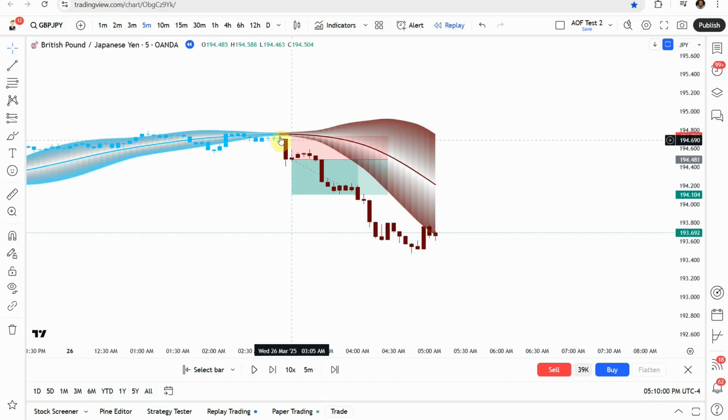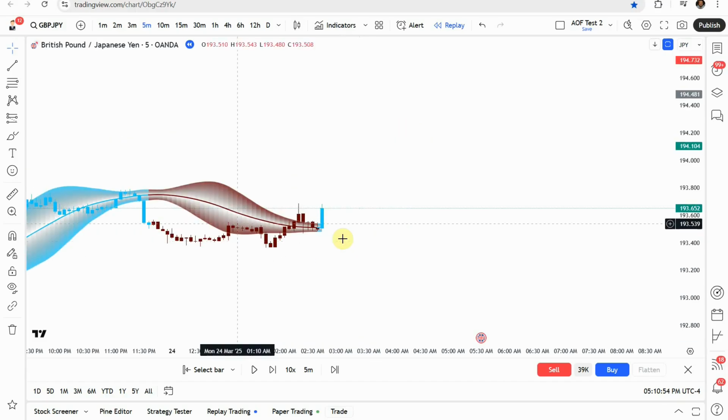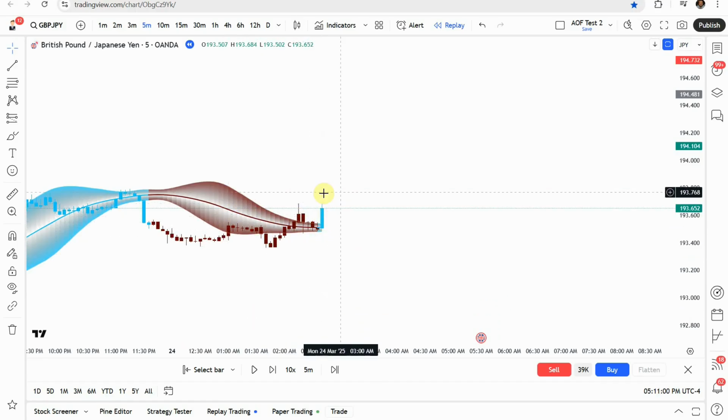And as you can see, we make this really nice push to the downside, getting us to our take profit. And for a long trade, what we are looking for is that coloration shift, just like before. It goes from this kind of dark red color to this light blue color. And then when that takes place, again, we want it to take place on a green bar.